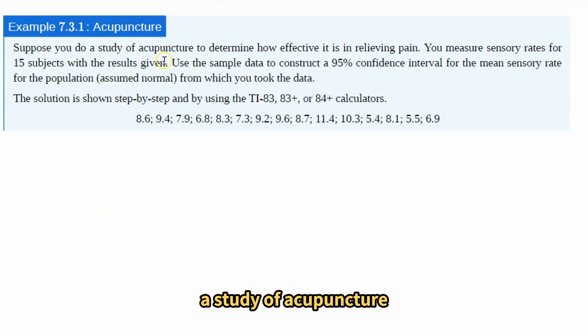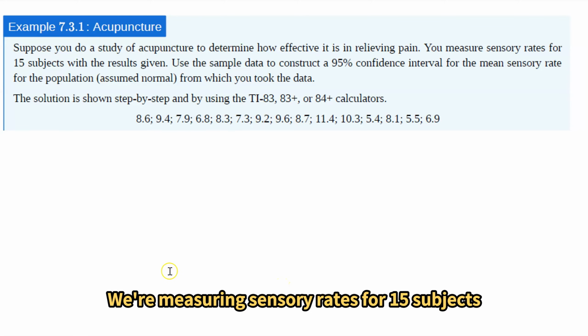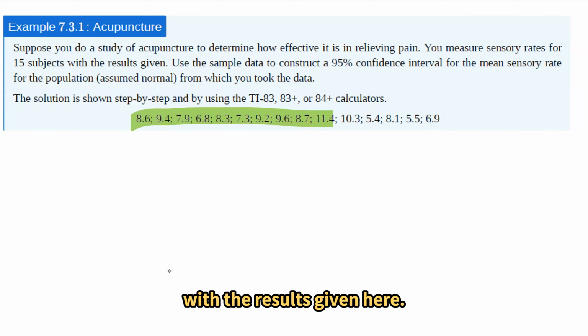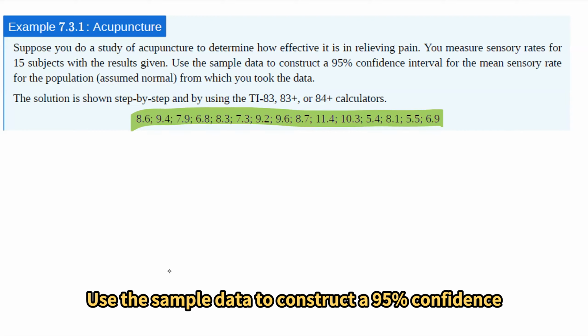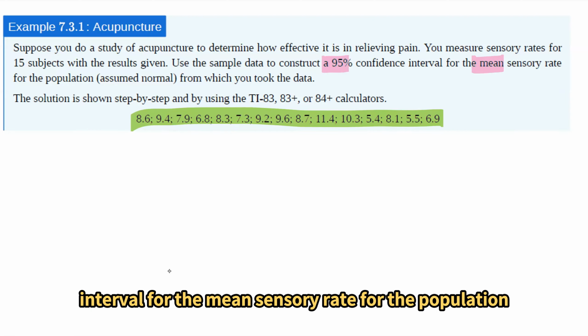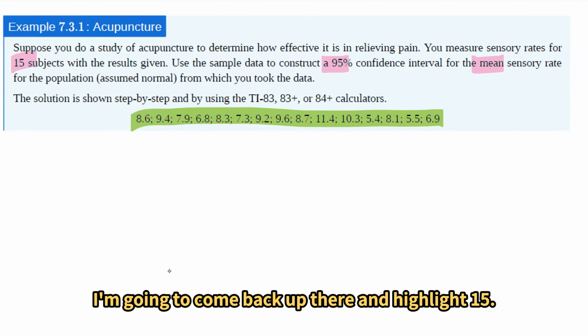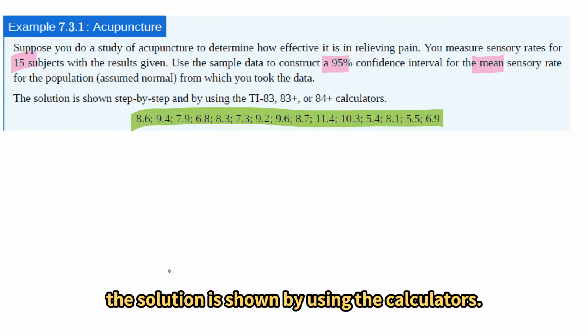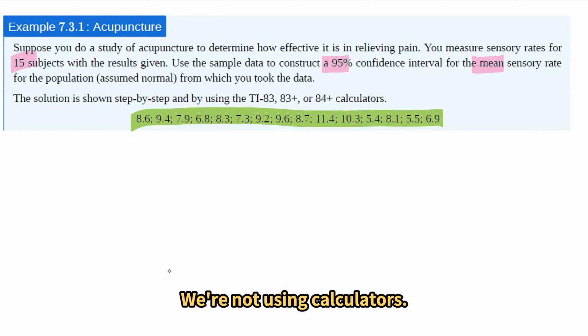So we're doing a study of acupuncture to determine how effective it is in relieving pain. We're measuring sensory rates for 15 subjects with the results given here. Use the sample data to construct a 95% confidence interval for the mean sensory rate for the population from which you took the data. I'm going to come back up there and highlight 15. And yeah, the solution is shown by using the calculators. We're not using calculators. We're going to use Excel or Google.